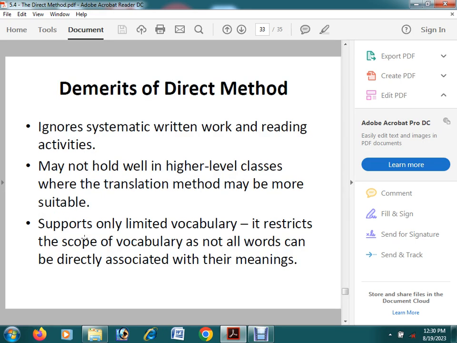So we have also said that there are some drawbacks. Again, we will say them. Ignores systematic written work in reading activities, and may not hold well in high level classes where the translation method may be more suitable. Actually, the translation method is used to understand the literature of the target language. Our direct method is for speaking class, listening class.